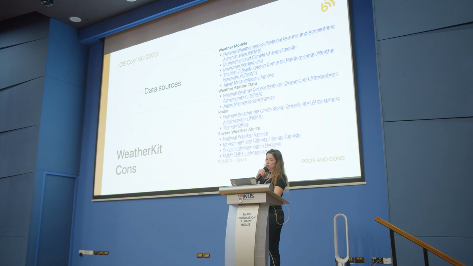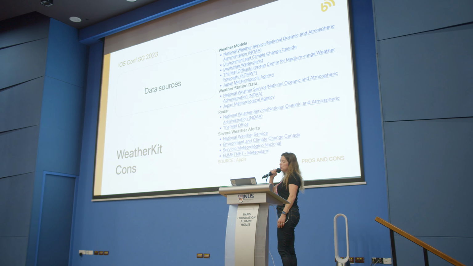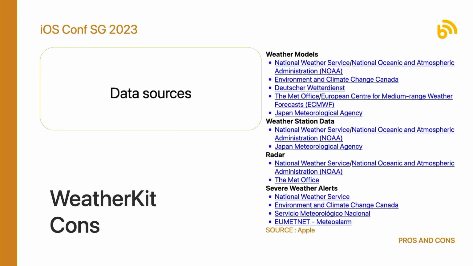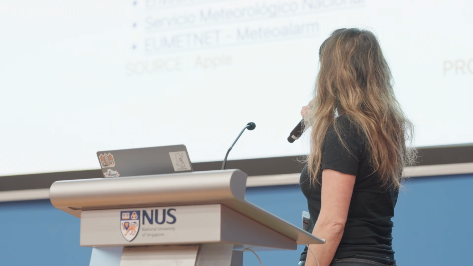And also another thing is data sources. These are the data sources that Apple gives, and they're external sources, so they could potentially have an impact on the accuracy of the weather information that you display. But yeah, that's a con.